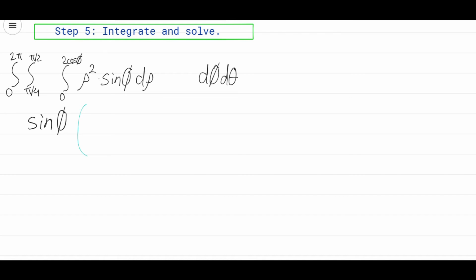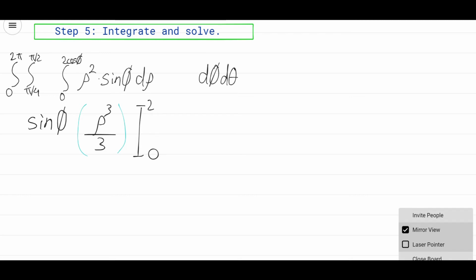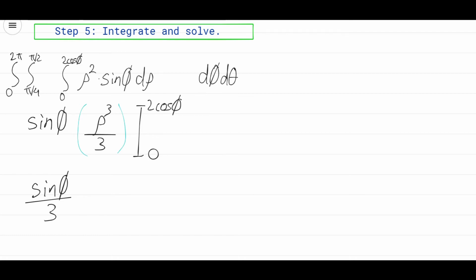So when we integrate this, we're going to pull out the sine phi as a constant because we're integrating with respect to rho. So rho squared integrated is rho cubed over 3. Our sine phi is a constant, and this is bounded from 0 to 2 cosine phi. And now we're going to pull out the 1 over 3, and we're left with rho cubed from 0 to 2 cosine phi.